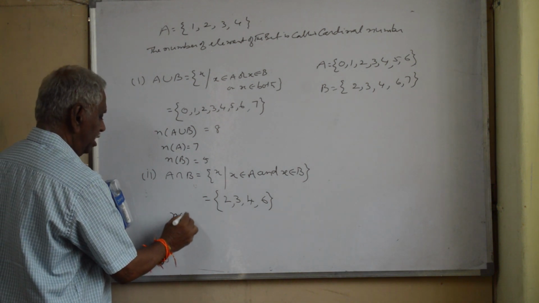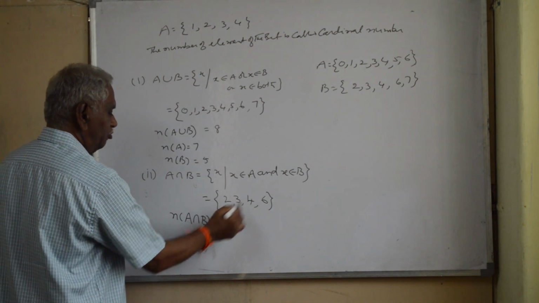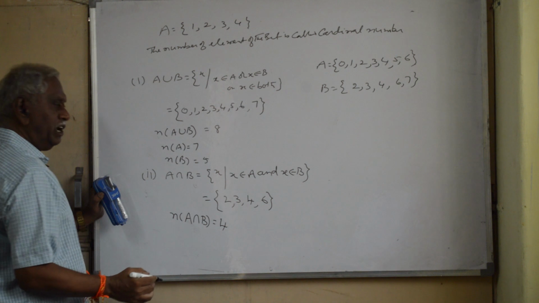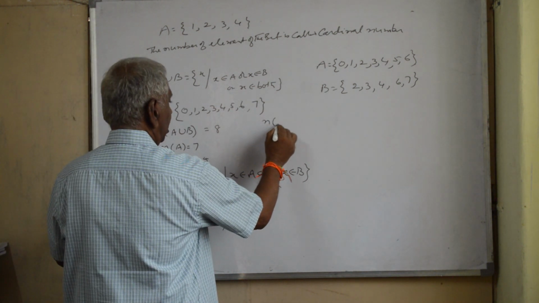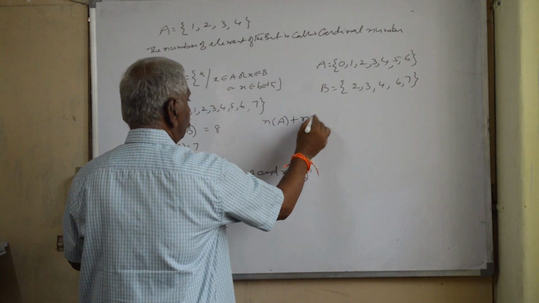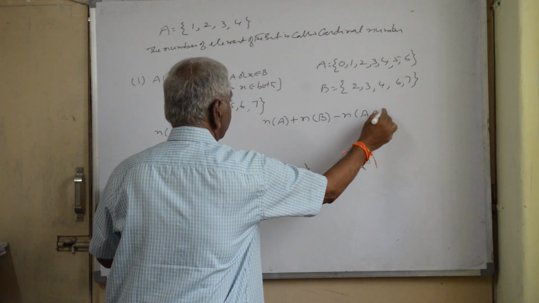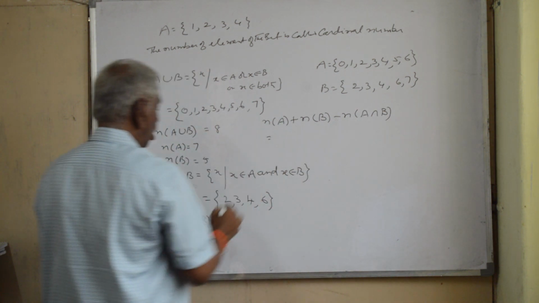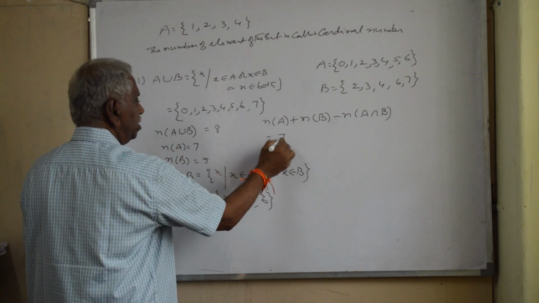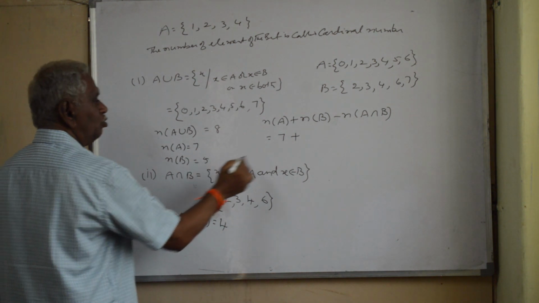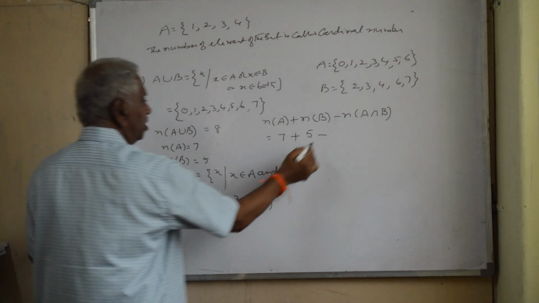Now n of A intersection B: how many elements are here? 1, 2, 3, 4 elements. So n of A intersection B is 4. Now we consider n of A plus n of B minus n of A intersection B. What is n of A? How many elements are in A? 7 elements. In B, we have 5 elements. A intersection B has 4 elements.